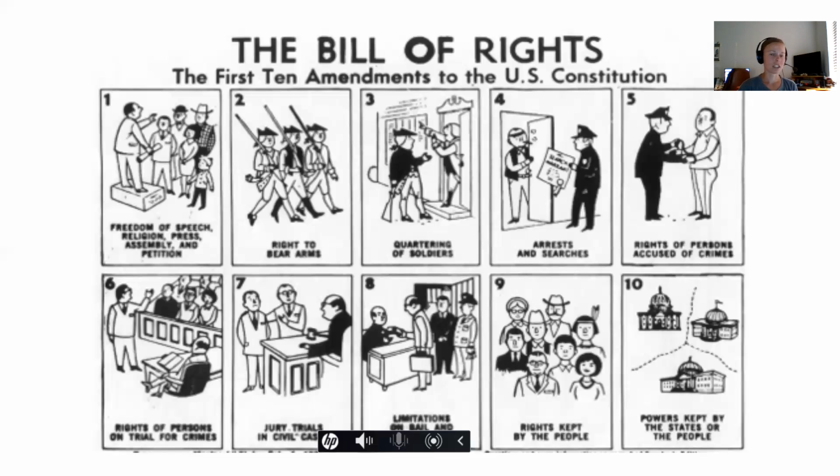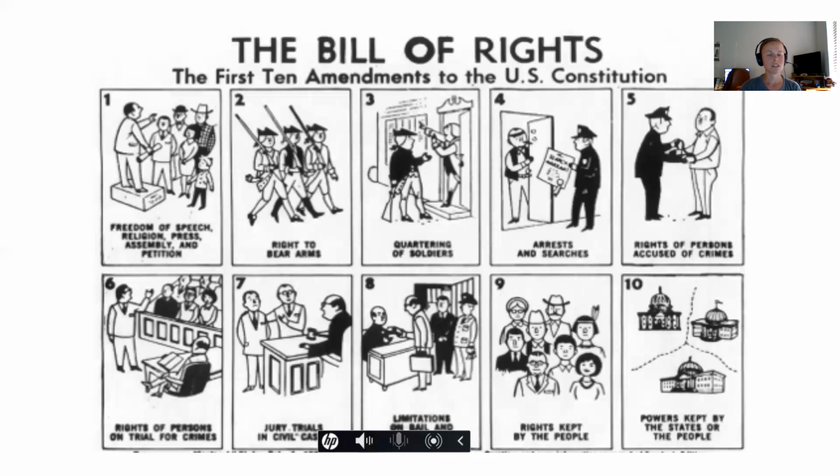Assembly. The freedom and the right to assemble is so important for protests. People can come together for protest and petition. You see a paper and you put signatures on it and stuff to move forward a cause. That's again for protest. So those are the First Amendment five freedoms.